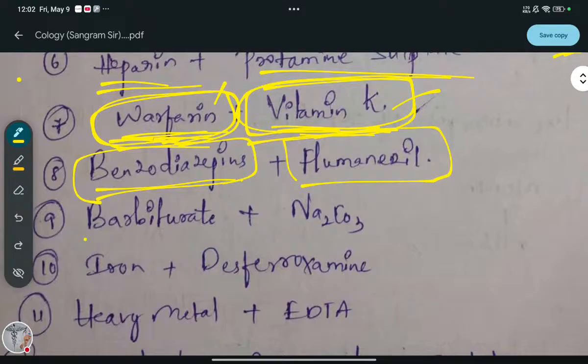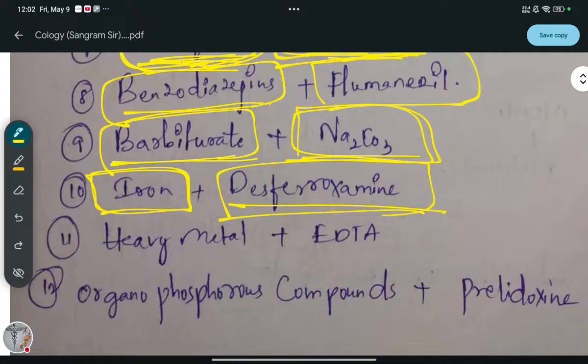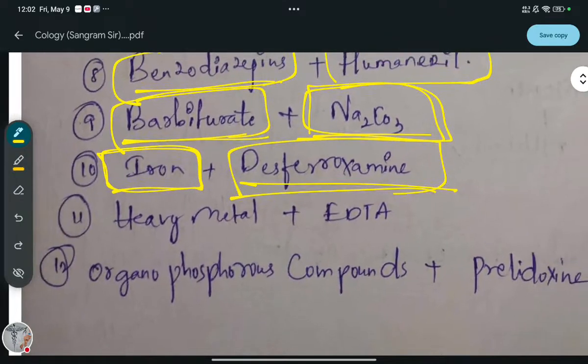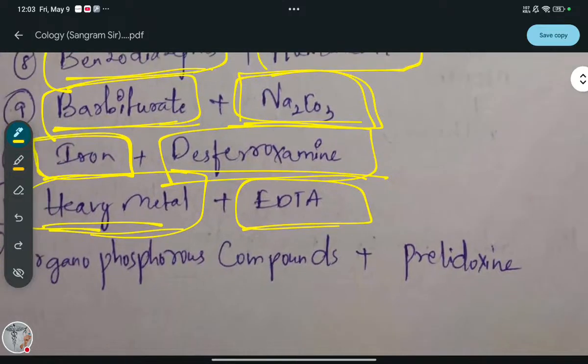Next, you can take barbiturate. So barbiturate drug along with sodium carbonate will show antagonism. Next is iron. When iron is taken along with desferoxamine, it will show antagonism. Which type of antagonism? Chemical antagonism. Next, heavy metal. Heavy metal toxicity can be treated with EDTA. What is EDTA? EDTA is ethylene diamine tetraacetate.